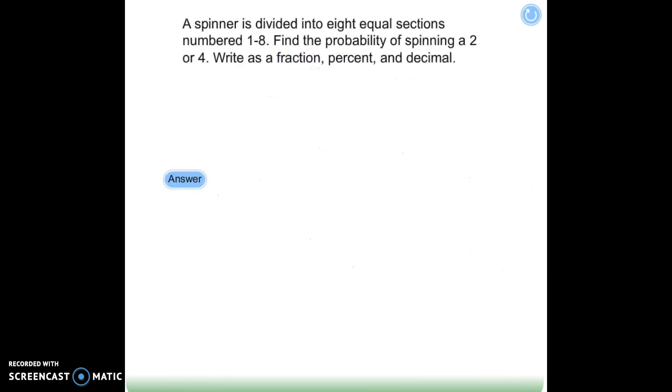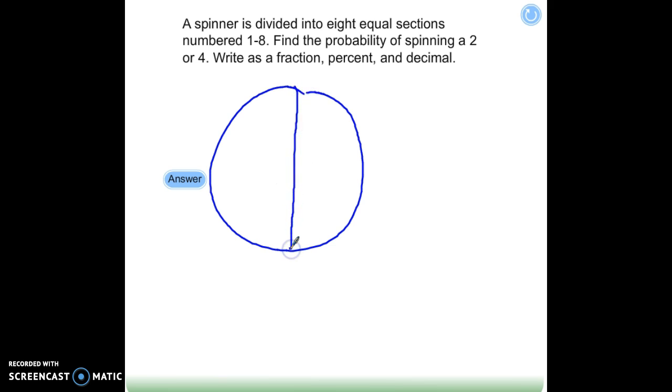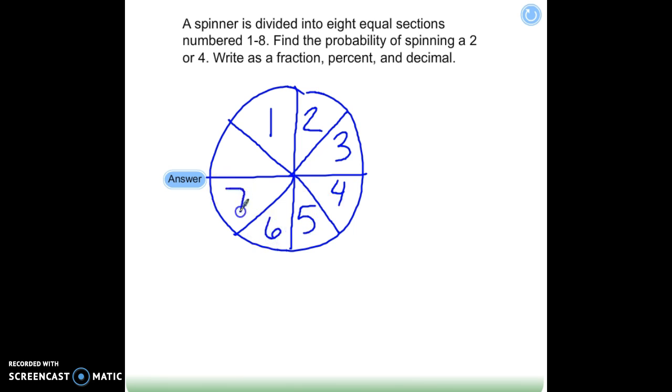All right, if we were doing another example, this example is not in your book, so please write this down on a scratch piece of paper. It says a spinner is divided into 8 equal sections numbered 1 through 8. So again, I like to draw it out and to visualize it. So I have a spinner, and it's divided into 8 equal sections. Okay, and it's numbered 1 through 8. Okay, and I need to find the probability of spinning a 2 or 4.